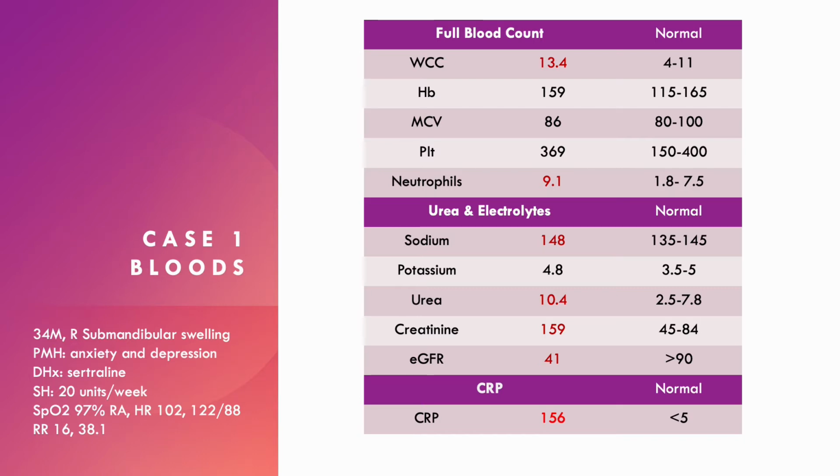Looking at the topic of today's talk, the urea and electrolytes. We'll go into a little bit more detail in a minute about what each one is, what it means, what high and low can potentially mean. But you can see that the patient has a high sodium, 148, potassium is normal, the patient's urea and creatinine are high, and the patient has a low estimated glomerular filtration rate.